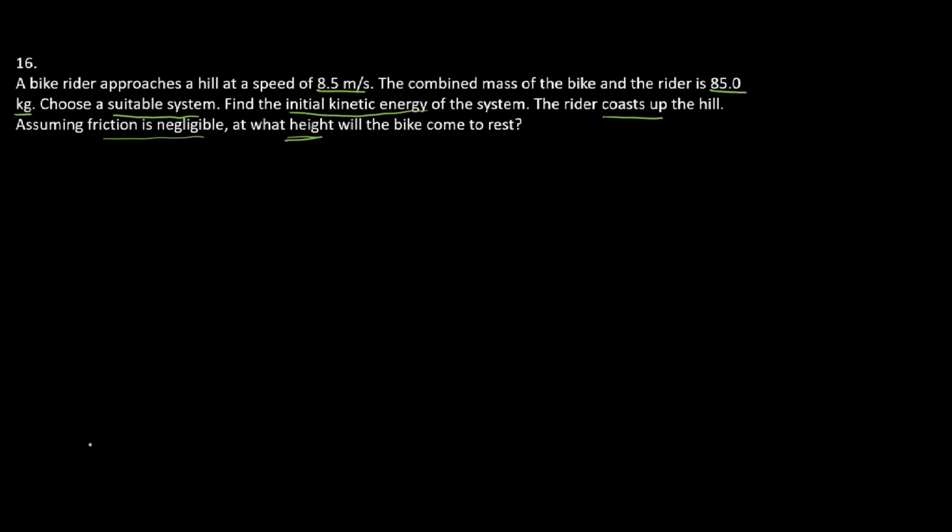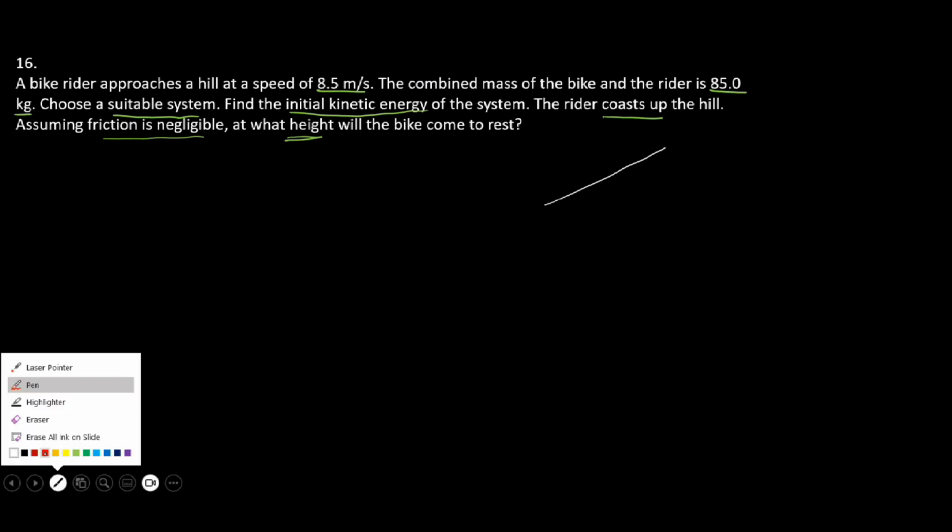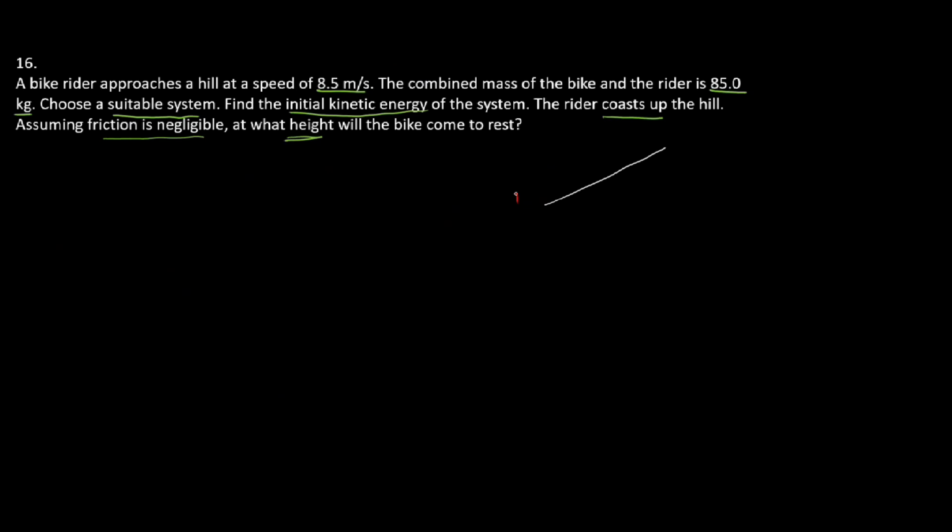So let us first sketch the situation. I have a hill and a bike rider with an initial speed v goes up the hill and then comes to a rest at a certain point. So initial speed is vi. I will write my vi equals 8.5 meters per second.